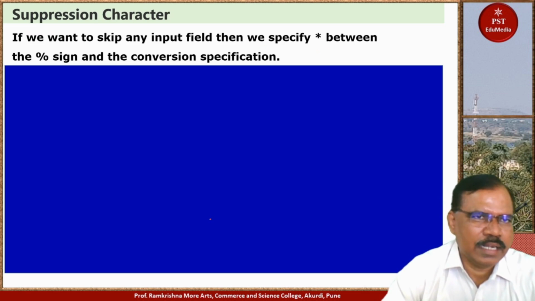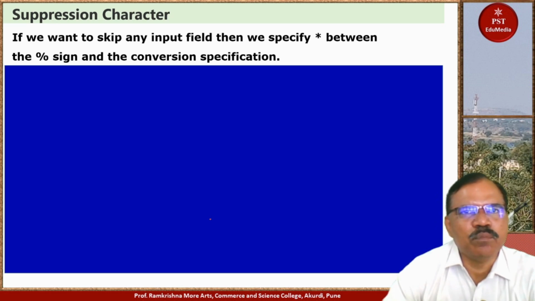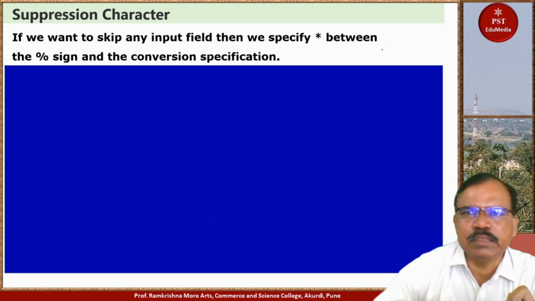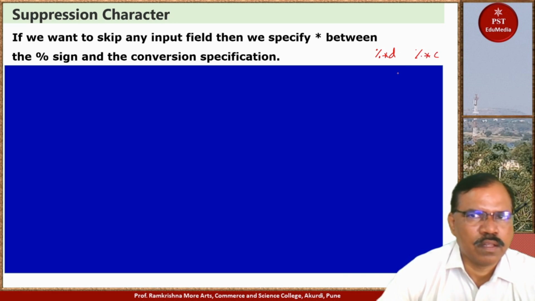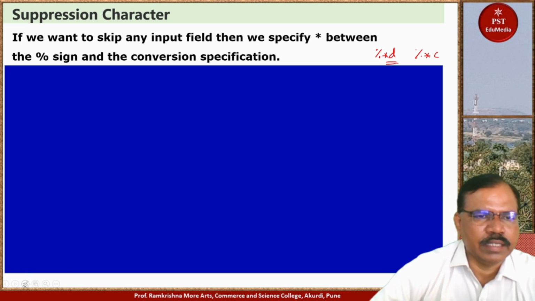Now, suppression character. What is the meaning of suppression character? If we want to skip any input field, then we specify a star between the percent sign and the conversion specification. Means you can specify like this, %*d or %*c, then that one is skipped.